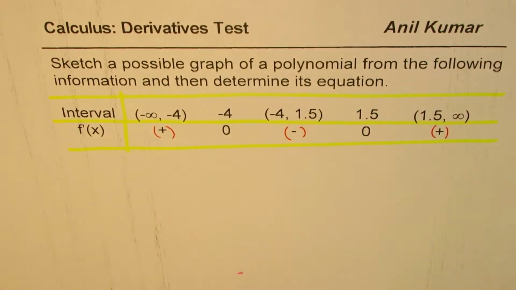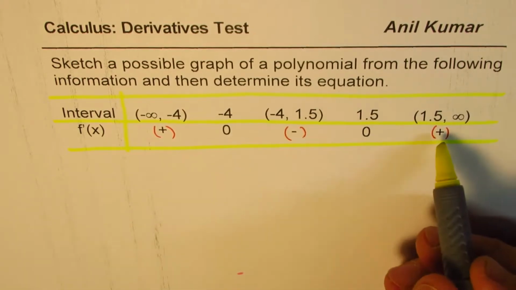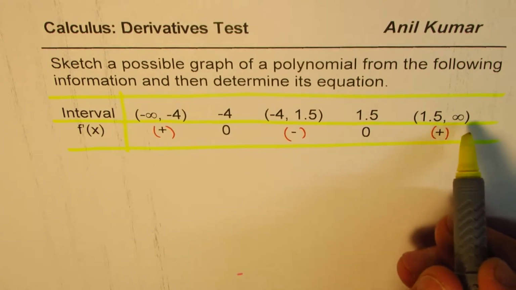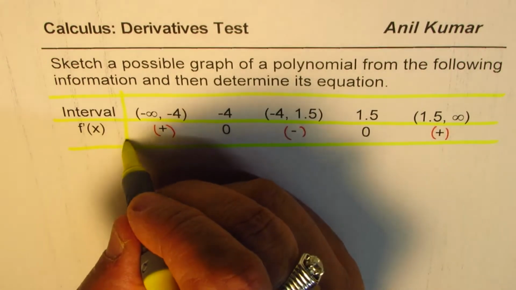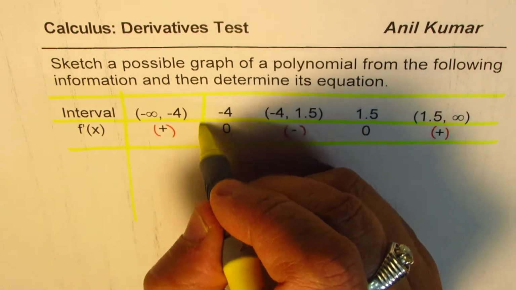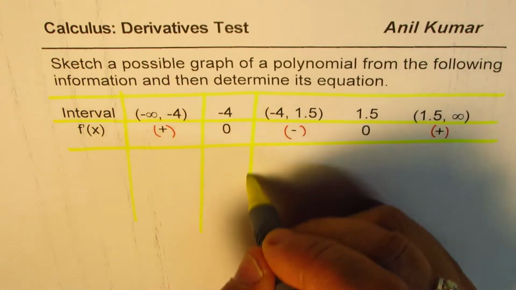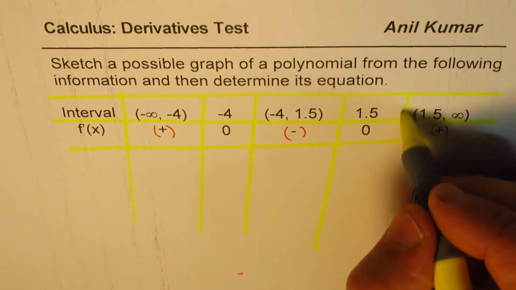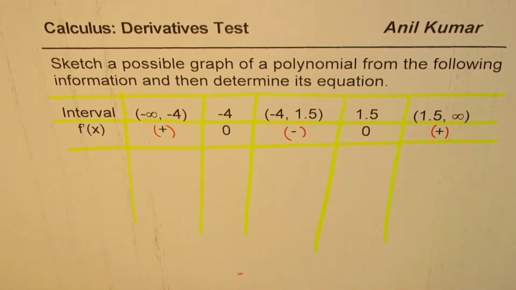And then at 1.5, it is 0, and then again it's positive during the interval 1.5 to infinity, right? So that is the information given to us. What we really need to figure out is to sketch a graph of this function and also find its equation. So that's the question, right? Okay, so let's analyze this a bit.